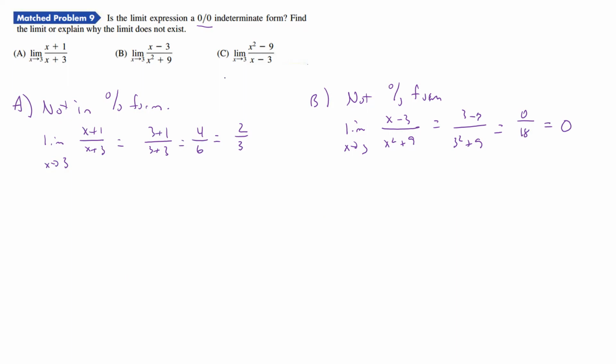All right, what about the next one? Well, if we plug in 3 here, yep, that's going to be 0. If we plug in 3 here, yep, that's going to be 0. So part C, yes, it's a 0 over 0 form. Okay, so what can we do to make it simplified?